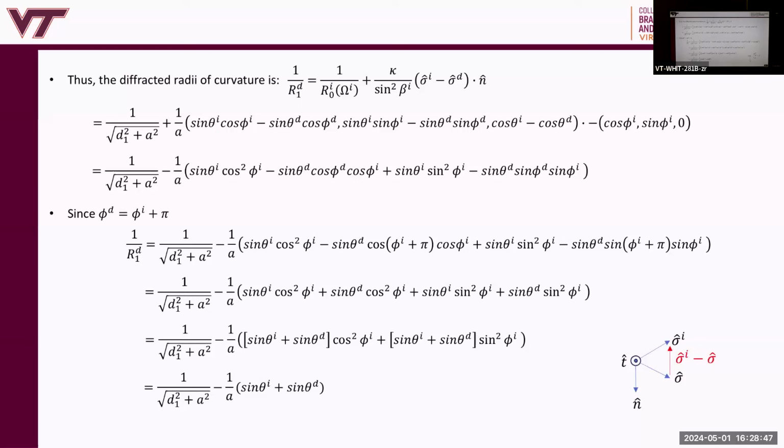Okay. Very good. Now, since we have cosine phi dotted with cosine phi here, we pick up a cosine phi squared. And then we have cosine phi diffracted and cosine phi incident. Yeah? All right, and so forth, right? But now this is not true. So this goes to 0. So this is not true. So now we have 1 over R1D.